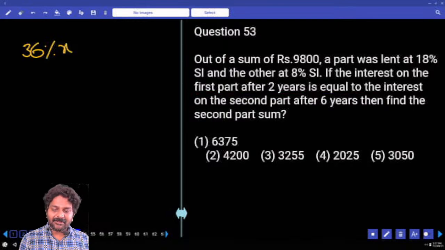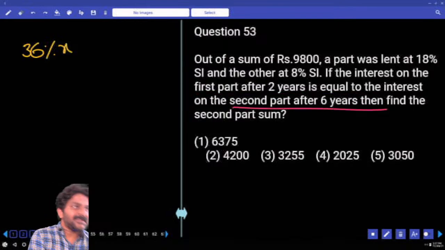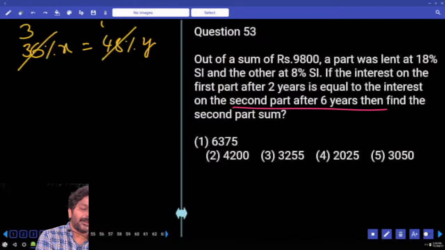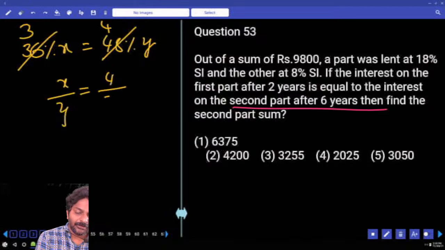And that is equal to the interest from the second part for 6 years. What is the interest offered on the second part? 8. For 6 years? 48% of Y is the interest obtained from the second part, and both are equal. 12 3 times, 12 4 times. From this, X by Y is equal to 4 by 3.